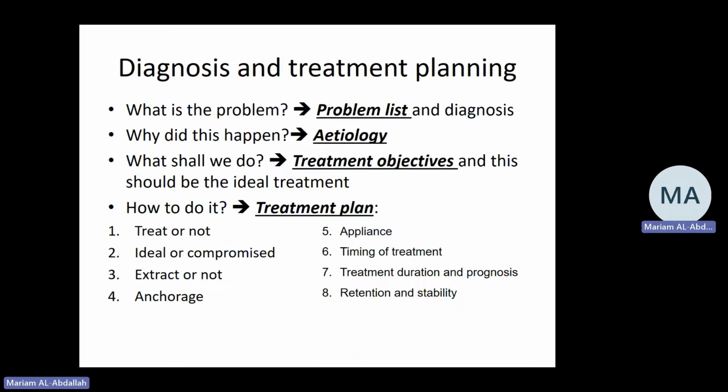Right. Problem list. Where do I get my problem list? Problem list is derived after a proper collection of information. Okay, we will talk about this. So we need to know what's the problem the patient is presented with and come out with our problem list and proper diagnosis. I need to know why this happened. I need to understand the etiology. I need to know what can I do to correct these problems. I need to reach my treatment objectives. And after that, I need to know how am I gonna do this, my treatment plan.